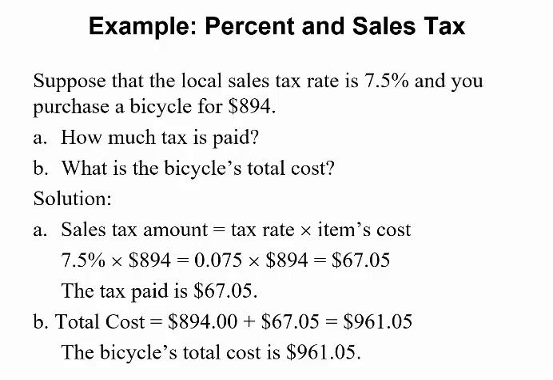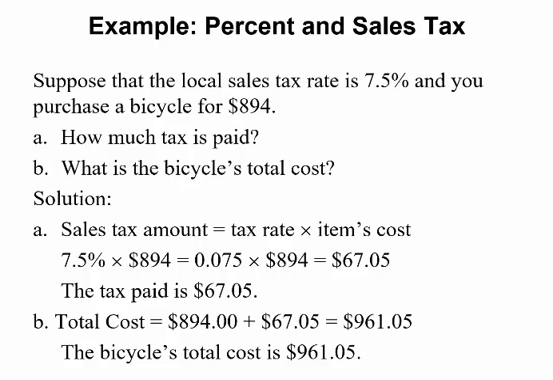All right, so let's do an example. Suppose that the local sales tax rate is 7.5%, and you purchase a bicycle for $894. Ooh, that's an expensive bike. Two questions. How much tax do you pay on the item? And what is the bicycle's total cost? First off, how much tax do you pay?